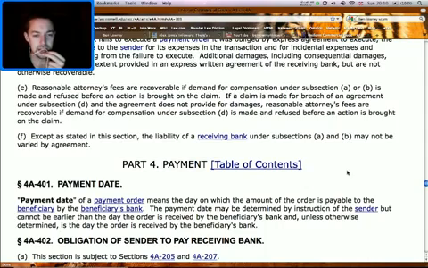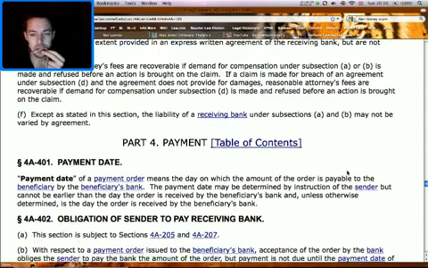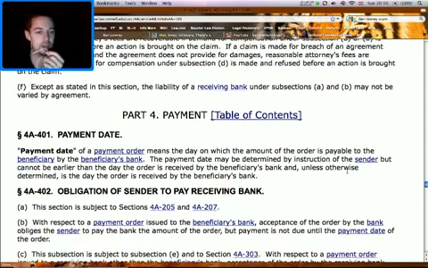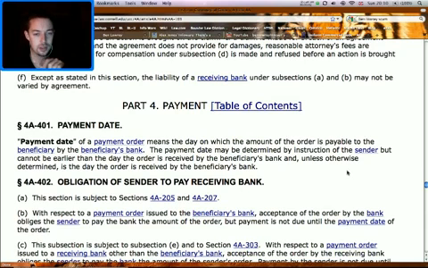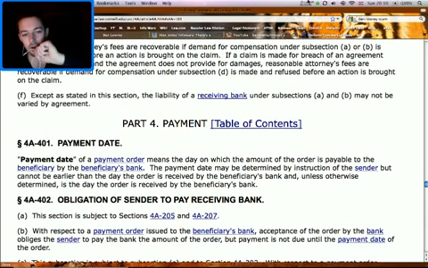F. Except as stated in this section, the liability of a receiving bank under subsections A and B may not be varied by agreement. Okay, in the next video we'll look at part 4, payment.